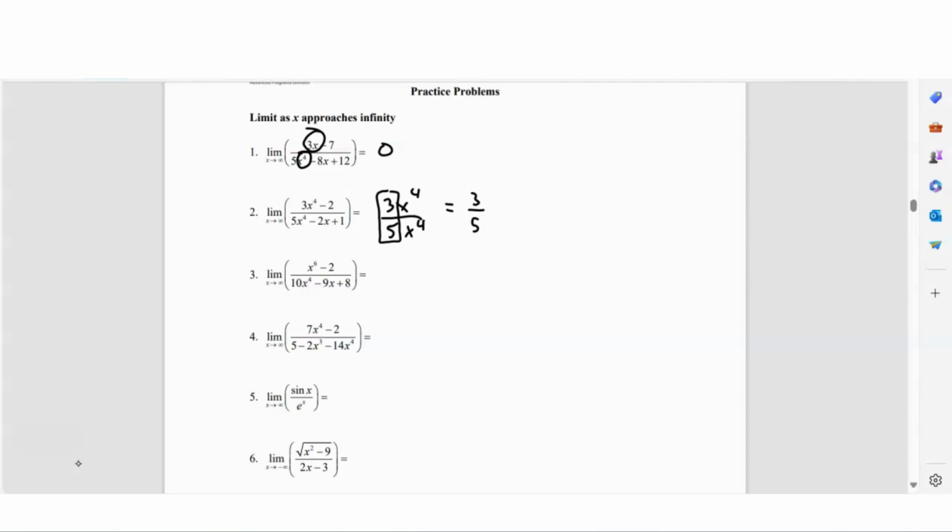All right, number 3. We can see the numerator is actually bigger than the denominator. We have an x to the 6th in the numerator and an x to the 4th in the denominator. So this would be top heavy. So if the rational function's top heavy with polynomials, this is going to be D and E, does not exist.